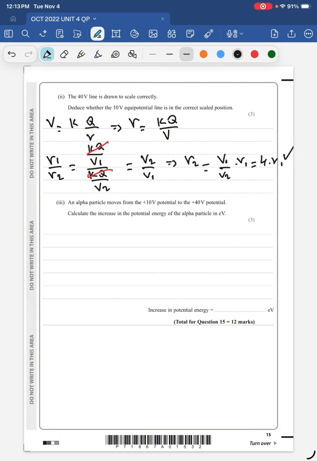Okay, question 3. An alpha particle moves from the plus 10 volts potential to the plus 40 volts potential. Calculate the increase in the potential energy of the alpha particle in electron volts. Okay, so the electric potential energy EP is equal to q times delta V. Since we are dealing with an alpha particle, it has a charge of plus 2e, right? And the change in potential difference is 30 volts. So that's immediately 60 electron volts, okay?